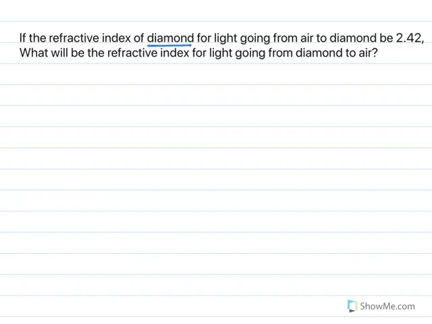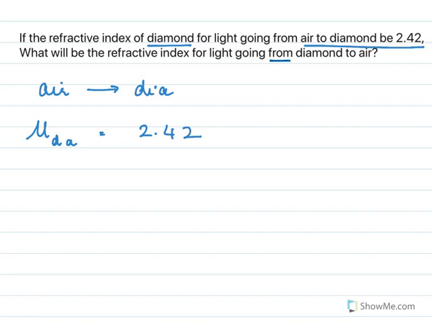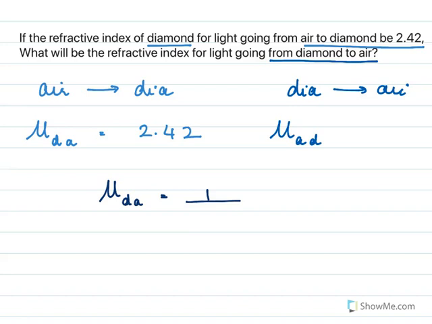The refractive index of diamond for light going from air to diamond is 2.42. So here light is going from air to diamond. That means what we are measuring is refractive index of diamond with respect to air, and that is 2.42. Then they are asking us what will be the refractive index when light goes from diamond to air. So from diamond to air will be the refractive index of air with respect to diamond. And you know the relationship: refractive index of diamond with respect to air will be 1 over refractive index of air with respect to diamond.